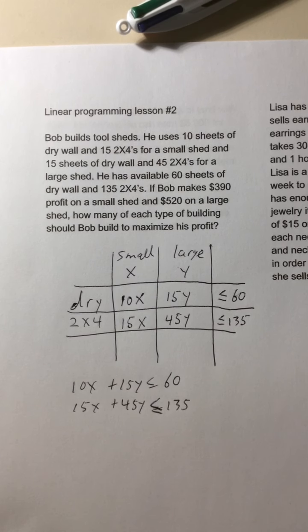So 10x plus 15y is less than. Actually, I'm going to turn that around. Remember, in Desmos, we want to turn that around, so it's going to be greater than 60. And we're going to have 15x plus 45y is greater than 135.